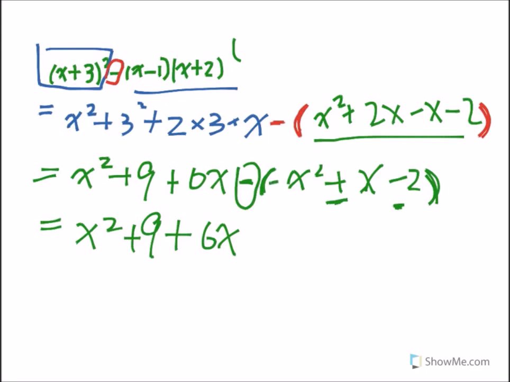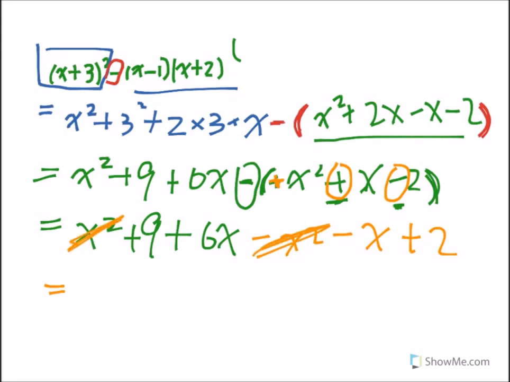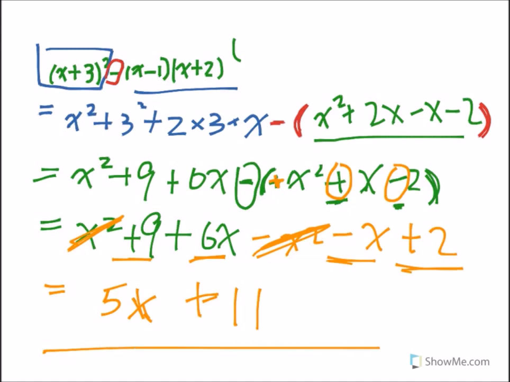So it was plus x squared here, and now, because it's a minus sign, we switch it to minus x squared. It was plus x, and we switch it to minus x, and here it was a minus sign, so we switch it to plus. And now we can do like terms. x squared minus x squared, so that cancels out. And the like terms 6x minus x, which is 5x. And the numbers 9 plus 2 is 11. That's the final answer, and I hope you got it right.